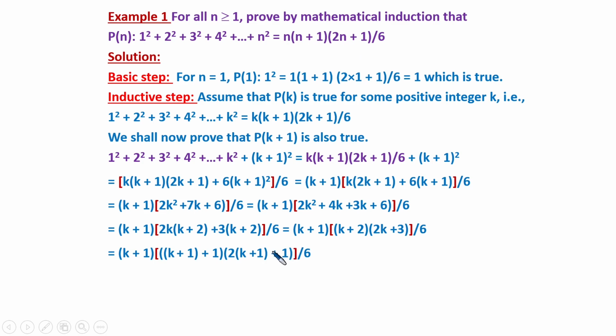So that means it is true for k plus 1 also. Thus p of k plus 1 is true whenever pk is true. If this pk is true, then p of k plus 1 is also true. Instead of k I can write k plus 1, or instead of n I can write n plus 1.